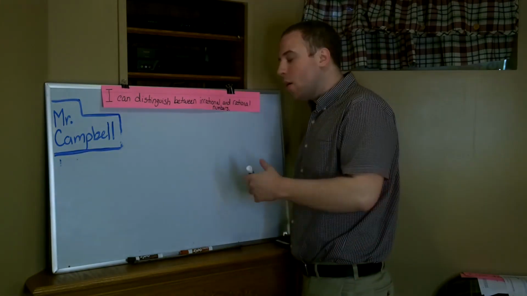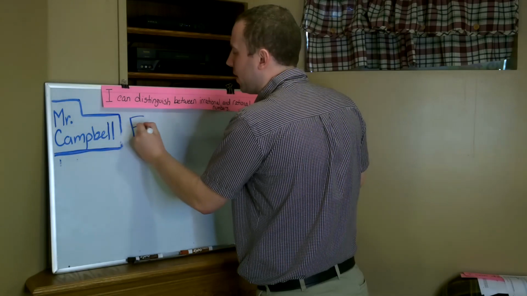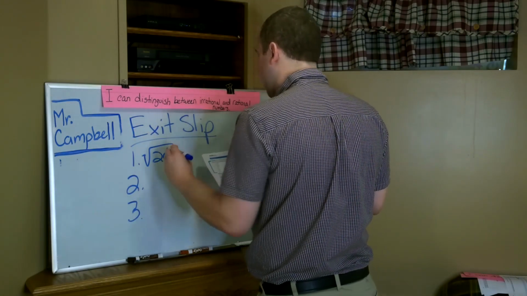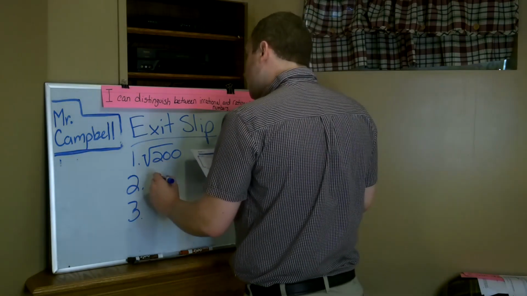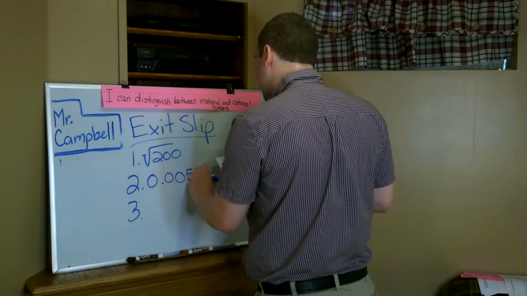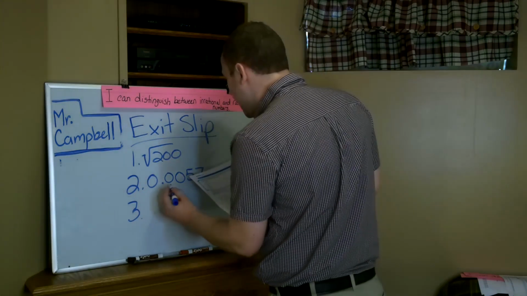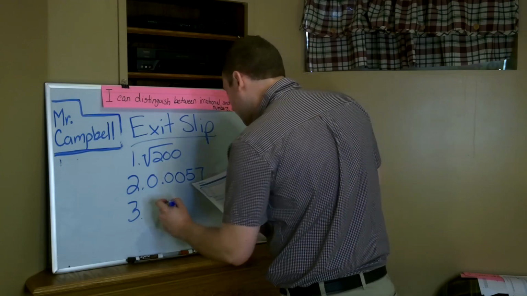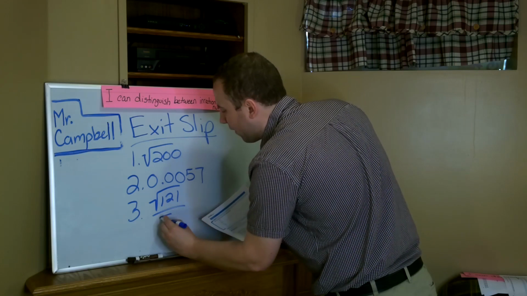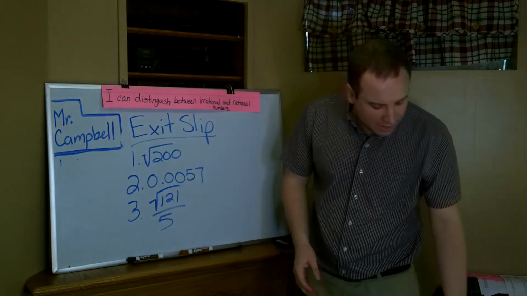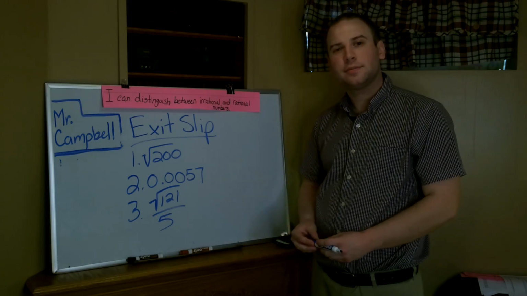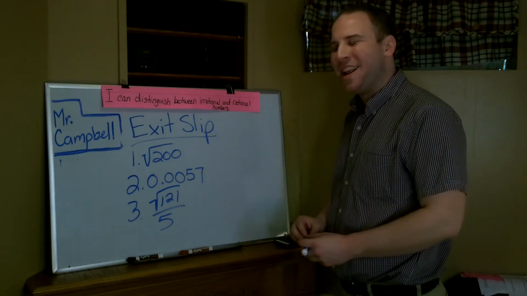All right, go ahead and copy down your exit slip for me now, please. The first one being the square root of 200. The second one being 0.0057. And lastly, square root of 121 over 5. I'll go ahead and give you a second to pause this video to answer those questions yourself before I go over these with you. All right, let's go ahead and answer them, shall we?